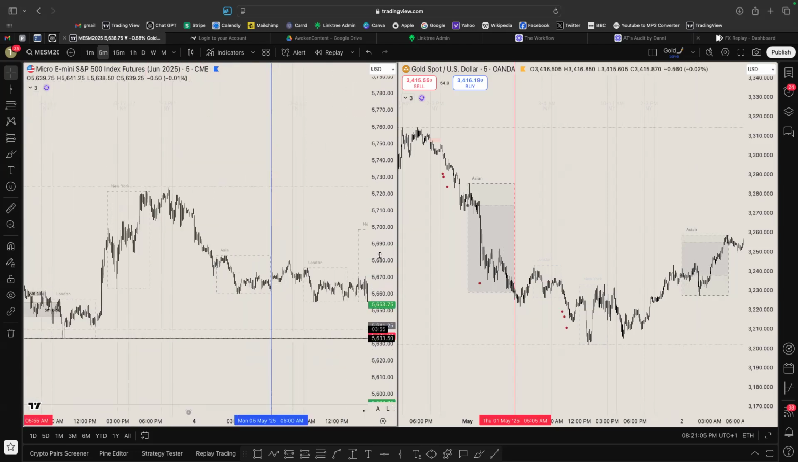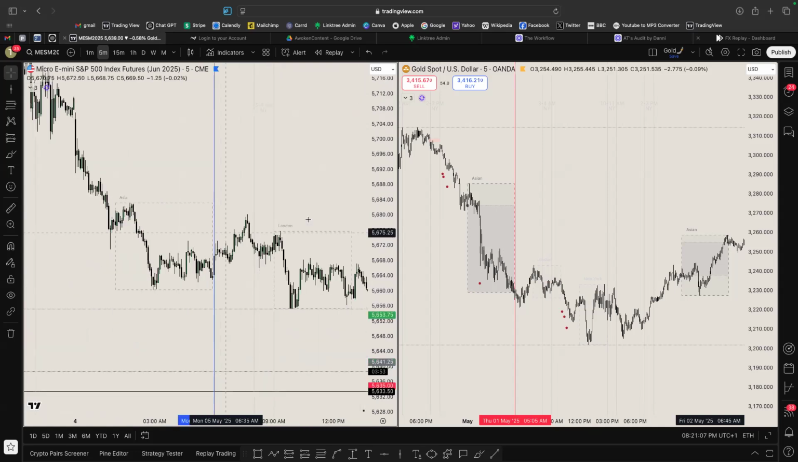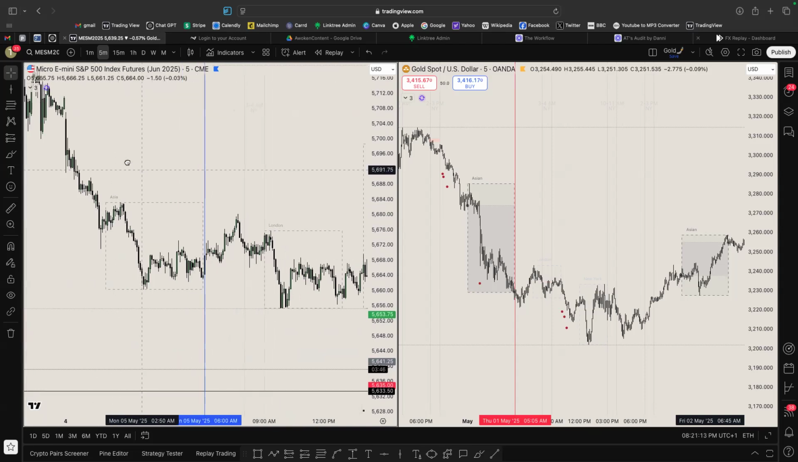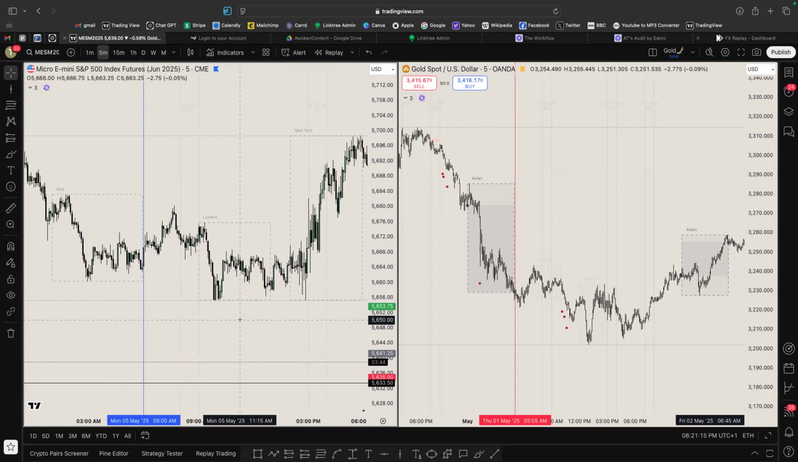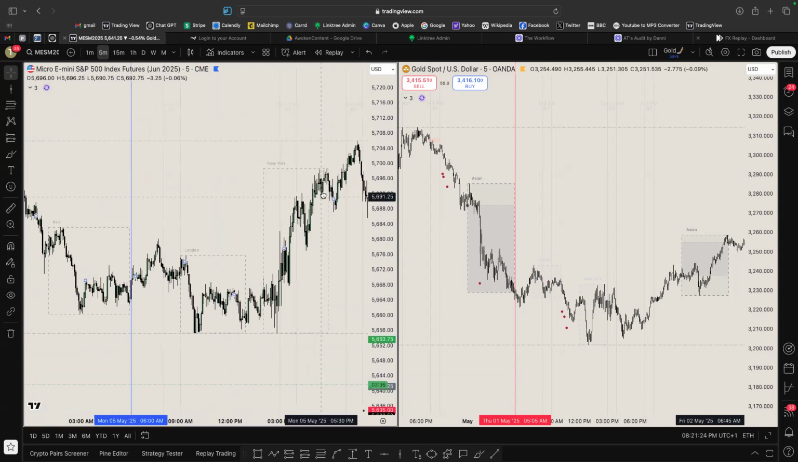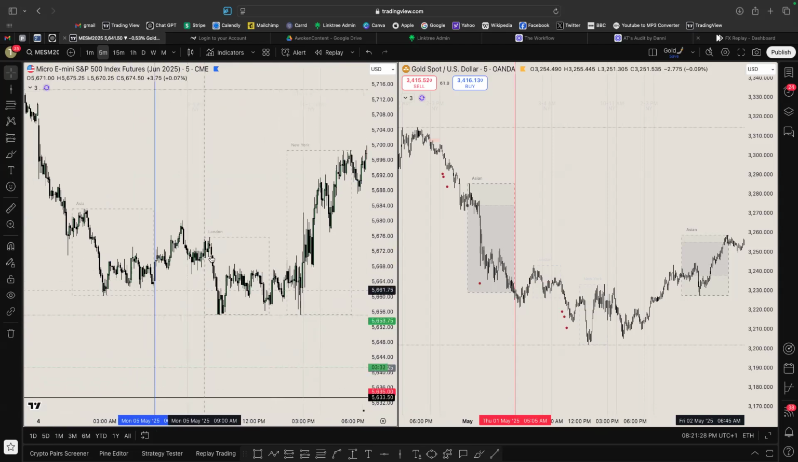So here's a good example. We didn't take a trade on this one, but the point still applies. We've got quite a tight Asia range. It's not the best, but it shows the likelihood of a reversal. As we've got this consolidating Asia range, as soon as we've taken the low, it doesn't take us long to come straight back up and take the high.